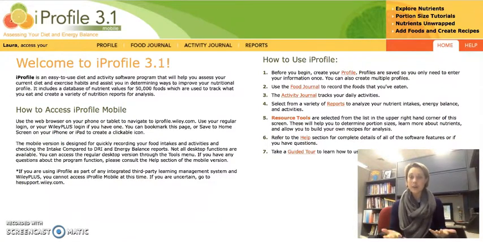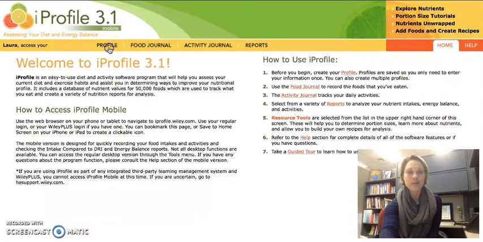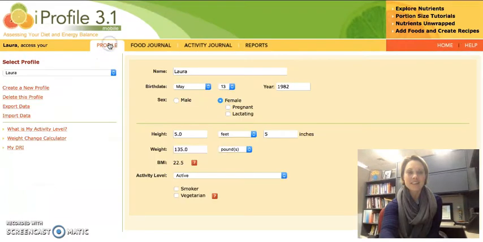So you should all be on the home screen right now, and the first step is going to be to click on the profile. Once you click on the profile, you can enter your name, your birthday, your sex. If you're female, you can enter if you're pregnant or lactating, height and weight, which will give you your BMI, and your activity level, and if you're a smoker or a vegetarian.